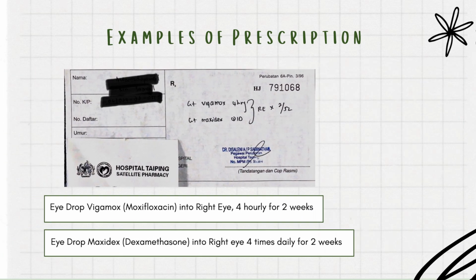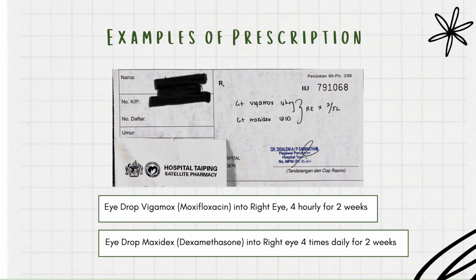The second example here, written there, Vigamox 4 hourly and Mesidex QID RE for 2/52. So the interpretation should be eye drop Vigamox, which is the moxifloxacin, and eye drop Mesidex, which is the dexamethasone, both to be inserted into the right eye for 2 weeks.